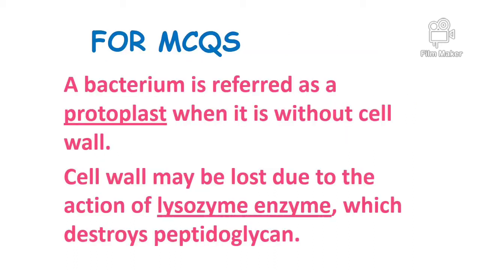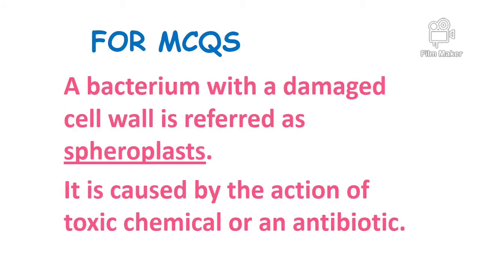A bacterium is referred to as a protoplast when it is without a cell wall. The cell wall may be lost due to the action of the lysozyme enzyme, which destroys peptidoglycan. A bacterium with a damaged cell wall is referred to as a spheroplast. It is caused by the action of a toxic chemical or an antibiotic.